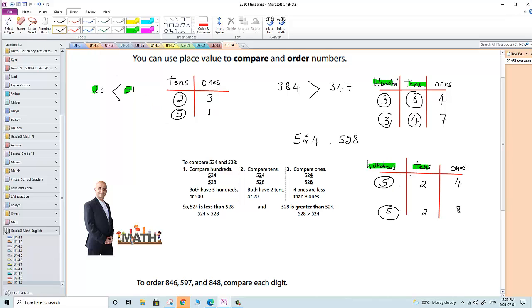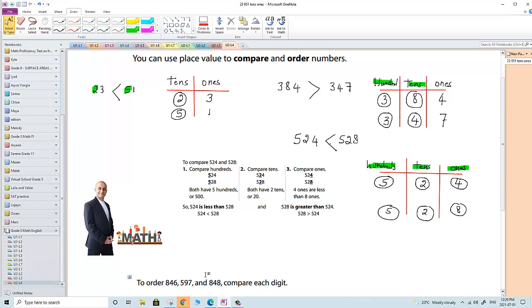Now, the tens, I have 2 and I have 2. Which one is greater, which one is smaller? Actually, they are equal, so I cannot compare between both. So I don't have a choice. I have to go to the third place value, which is the ones. And here I can really compare between the 4 and the 8. It's clear that the 8 is greater than 4. So 528 right away is greater than 524. So this is how we can compare between two numbers.